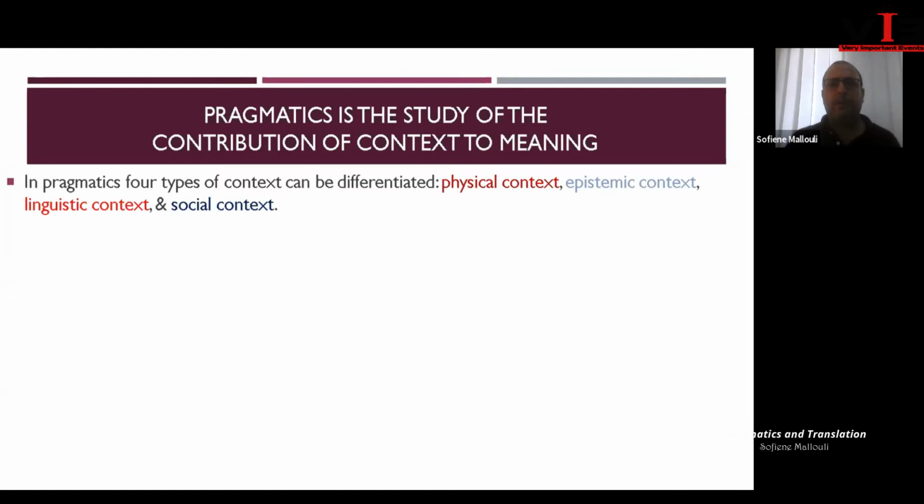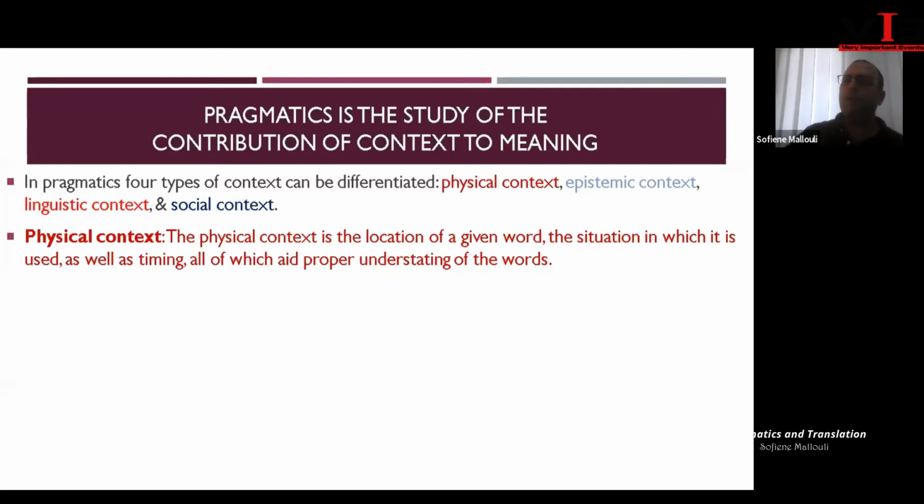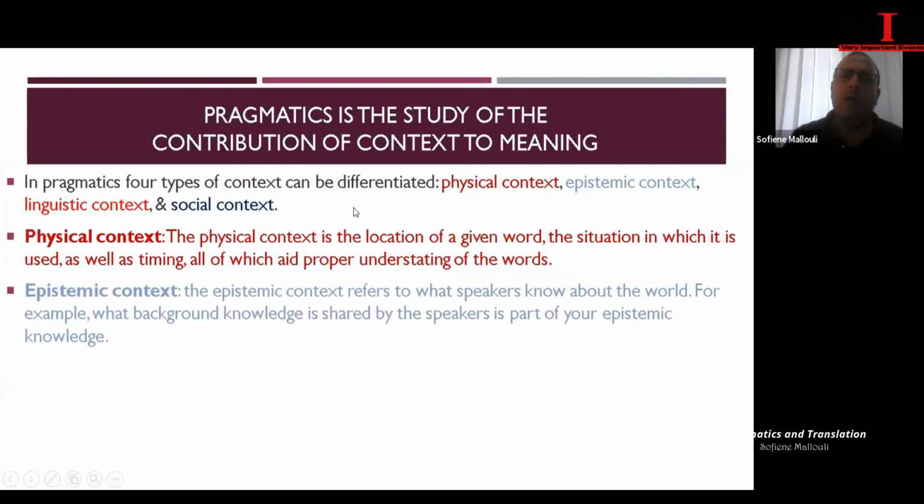The physical context is the location of a given word, whether physical context or the place you are talking about, let's say, the syntactic or the grammatical context. So the physical context is the location of a given word, the situation in which it is used, as well as the timing, all of which add to a proper understanding of the words. Basically, when you translate, you need to take into account the use of certain words and the context which is surrounding it.